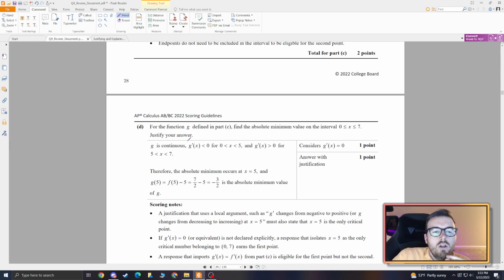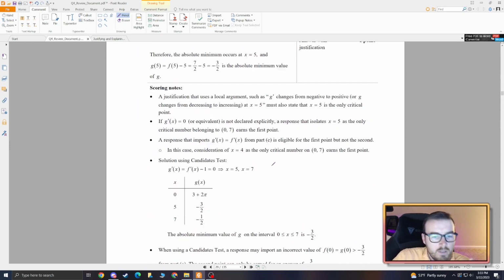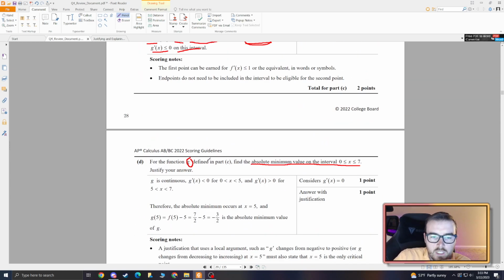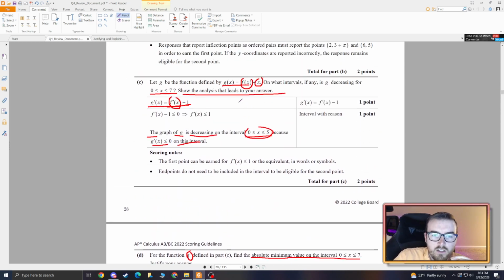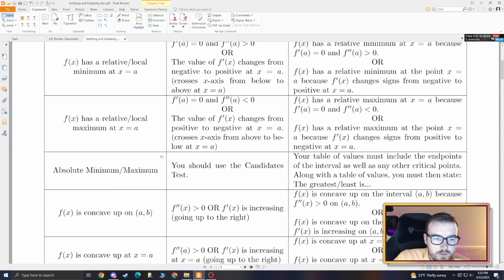All right. For the function g defined in part C, find the absolute minimum value on the interval 0 to 7. So we're talking about g, not the graph. The graph is going to help us, but we're not talking about the graph. We're talking about g, and g is still the g from the problem before. So how do you find an absolute minimum?